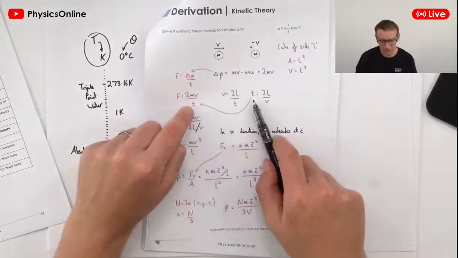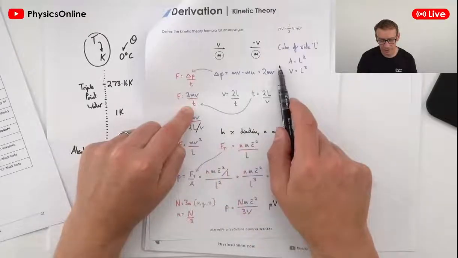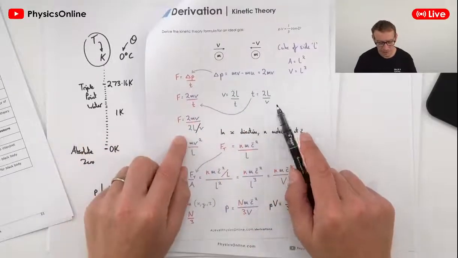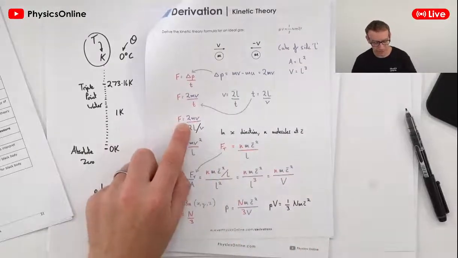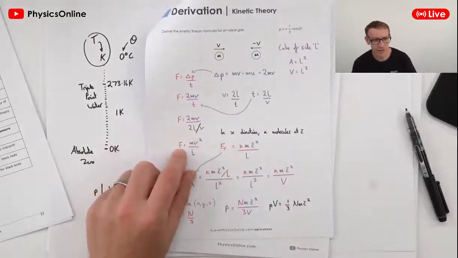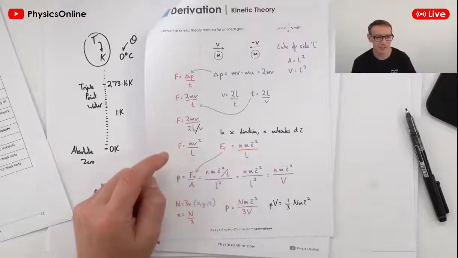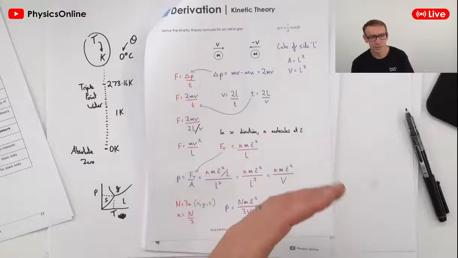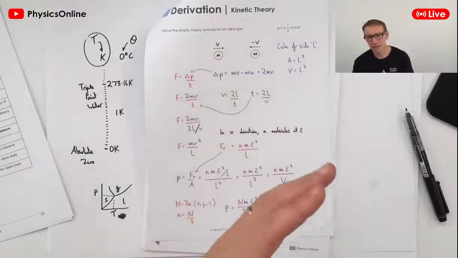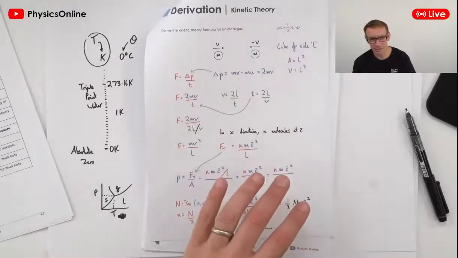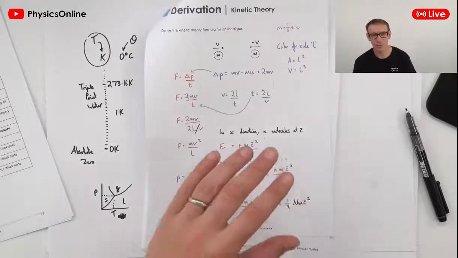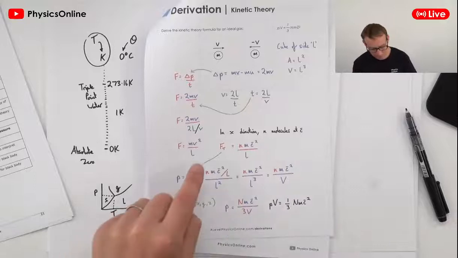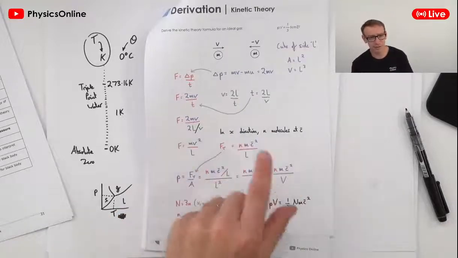Now the time between collisions, if it's going through a distance of 2L at a speed v, is 2L over v, and therefore the force is equal to 2mv over 2L over v, which is mv squared over L. But that's just in the x direction. Of course there's going to be the y and the z as well, so there's going to be 3 dimensions. And there's going to be a whole number of particles going left and right.